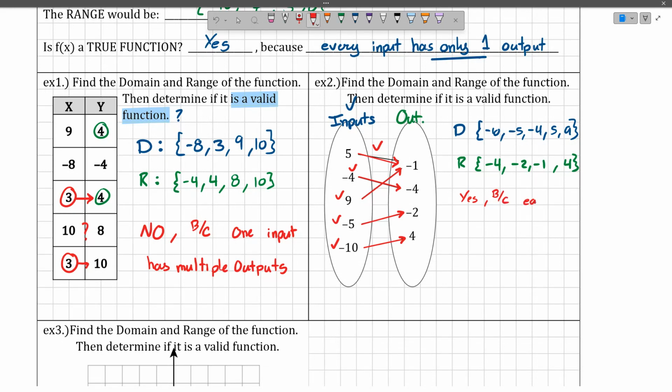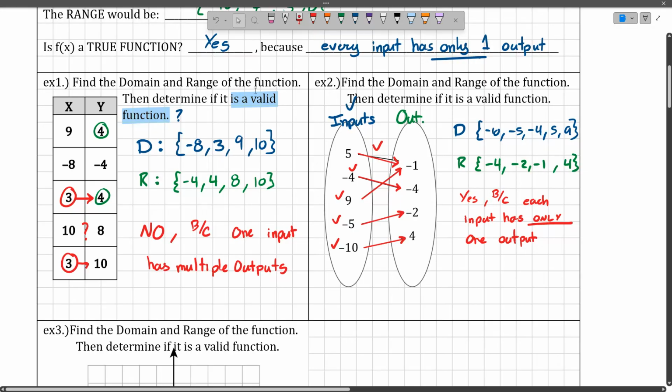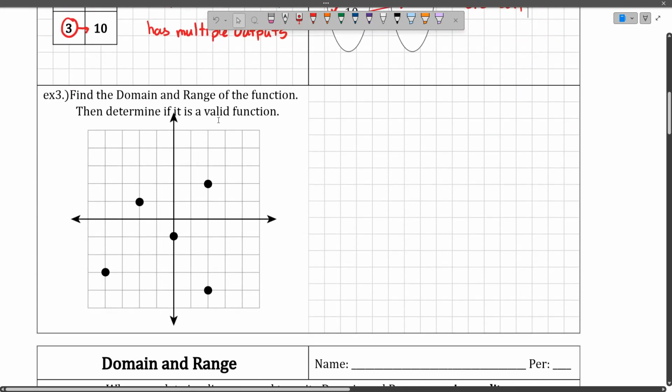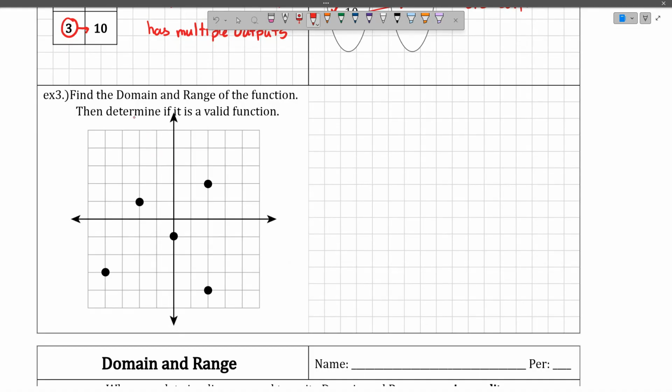Because each input has only one output. There are no repeat inputs. All right, last one for this video, and then we're going to get into something a little more tricky. Find the domain and range of this function.